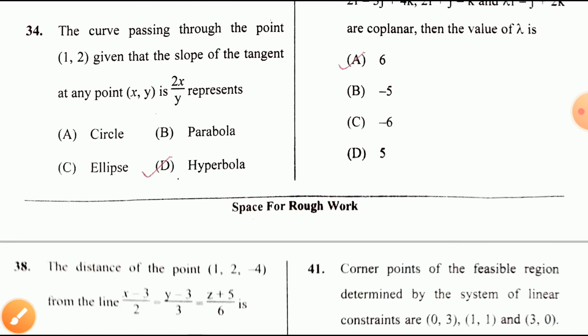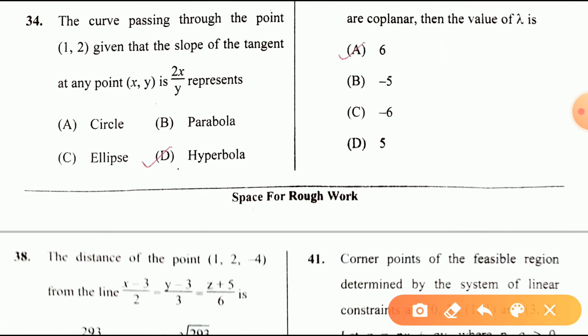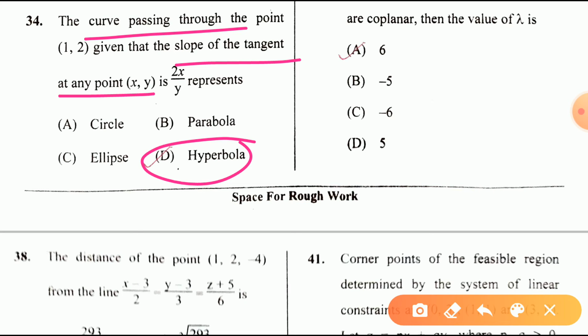Okay, next move on to question number 34. The curve passing through the point 1, 2, given that the slope of the tangent at any point x, y is 2x by y, represents a hyperbola. D is the right choice.